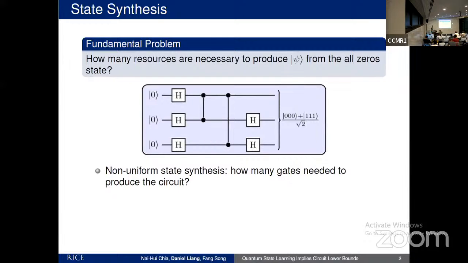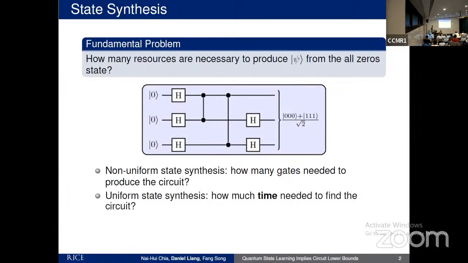But another notion of circuit complexity is that of uniform state synthesis. Which is how much time do you need to find the circuit? And time might be a little vague for circuits, but I'll tell you exactly what I mean. So let's say I have a list of states, psi n, where n is just some natural number. And if I tell you some natural number, how much time do you need to synthesize psi sub n? So n is some parameter that grows. So now we can talk about time as complexity, like some growth function.